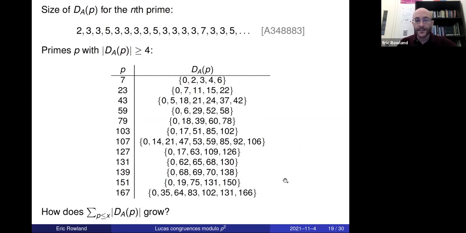This is an analytic number theory type question that I haven't thought about at all, but would be interesting to know. Originally you could ask what's the size of dA of P as P gets large. I think there's a little too much fluctuation, so maybe a better question is, what's the average rate of growth if you take the partial sums, all primes less than or equal to x, what's the behavior of this? So I don't know, but if anybody's interested in thinking about that, I would encourage you to do so.